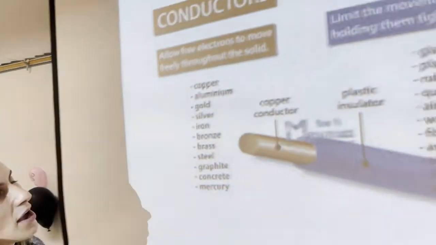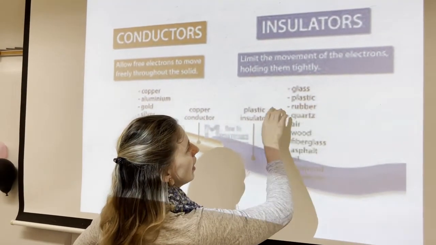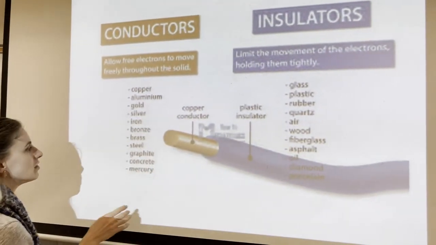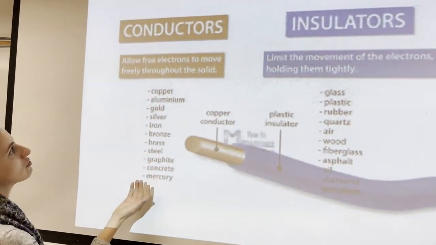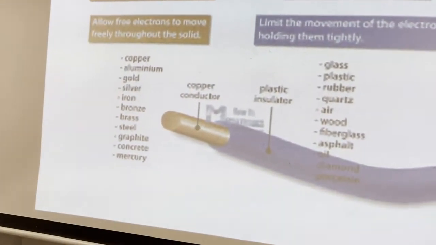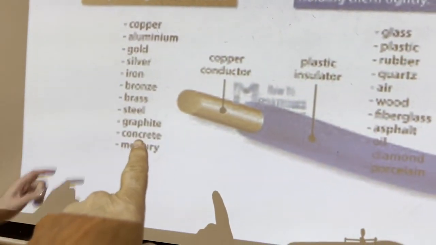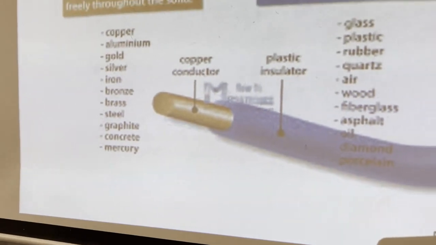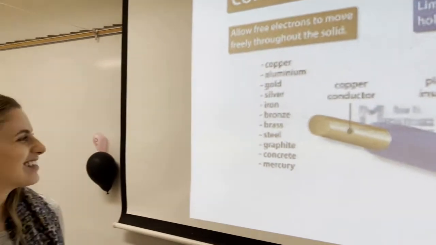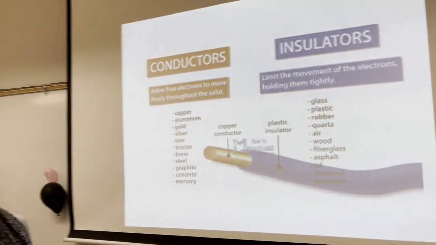I moved this slide here because balloons are made of rubber. That's an insulator, and so you've got glass, plastic, air, wood, fiberglass, asphalt, and then over here, of course, we have our metals: copper, gold, iron, all this stuff. An interesting thing is graphite and concrete. Graphite is the stuff in pencils, and it will conduct electricity, and concrete will conduct electricity too.